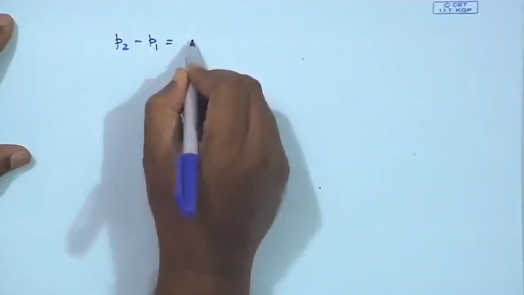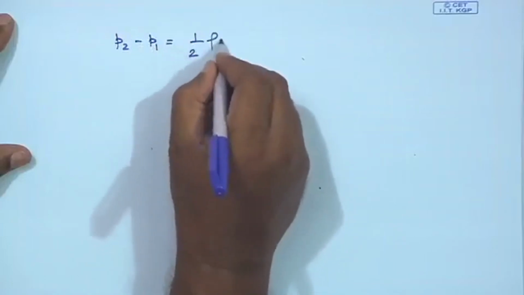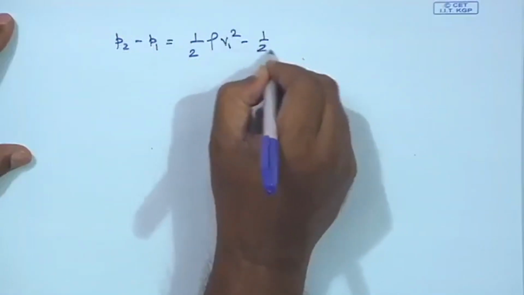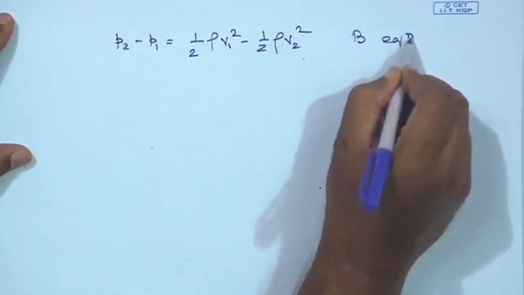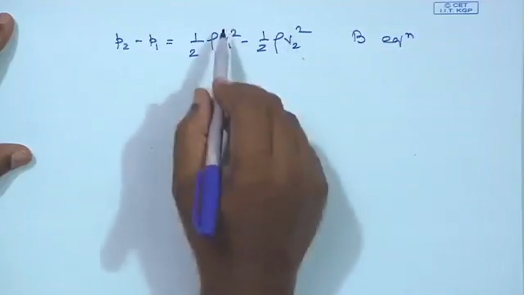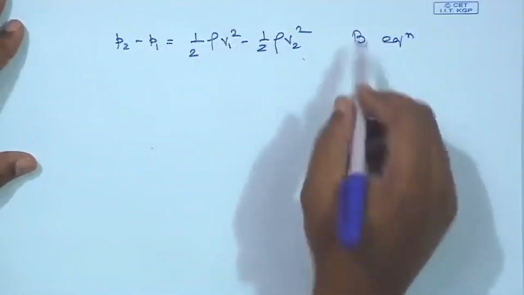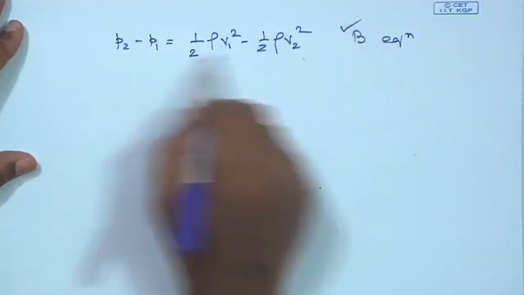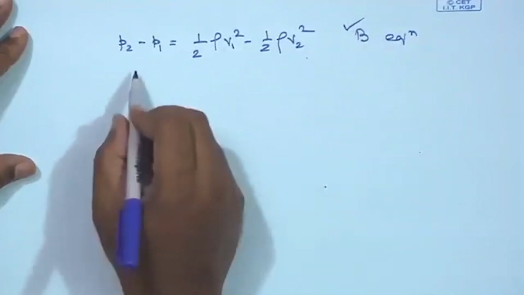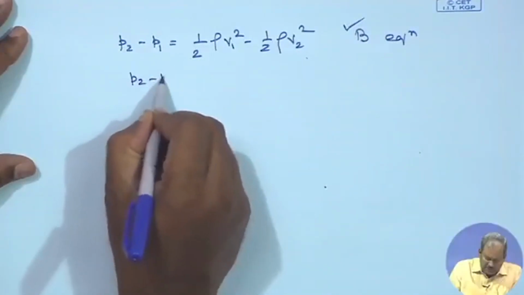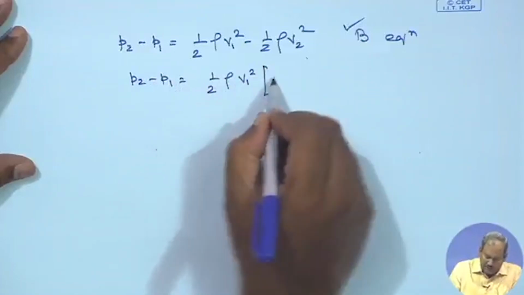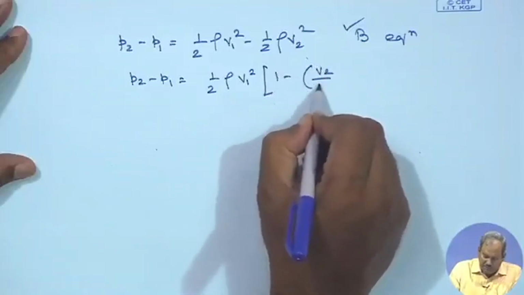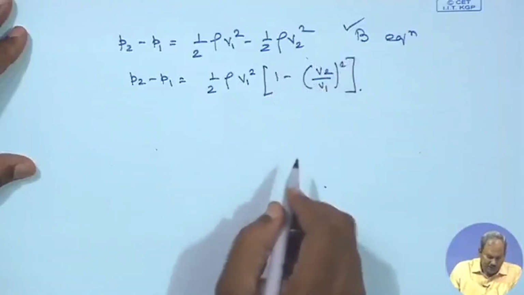The pressure drop P2 minus P1 is simply going to be equal to half rho V1 square minus half rho V2 square. This is the Bernoulli equation, and I can use Bernoulli's equation since my flow is now inviscid, it is no longer a viscous flow. So, Bernoulli's equation in this form is applicable. P2 minus P1 would simply be half rho V1 square (1 minus (V2 by V1) whole square). So, that is there.